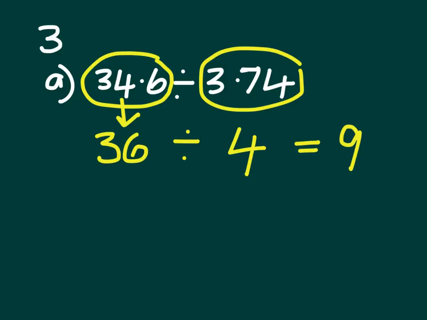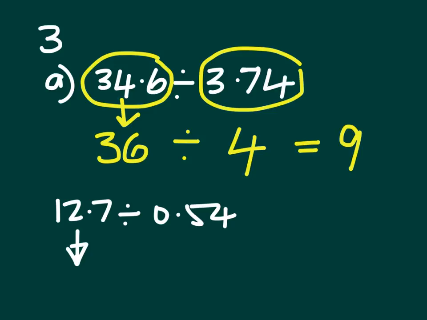If you do the same with the second question, 12.7 divided by 0.54, make that number easier, like 13. Make that number easier, like 0.5. Get your answer. And similarly for part C and part D.